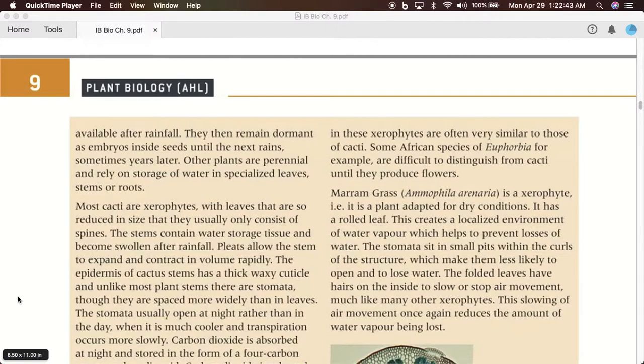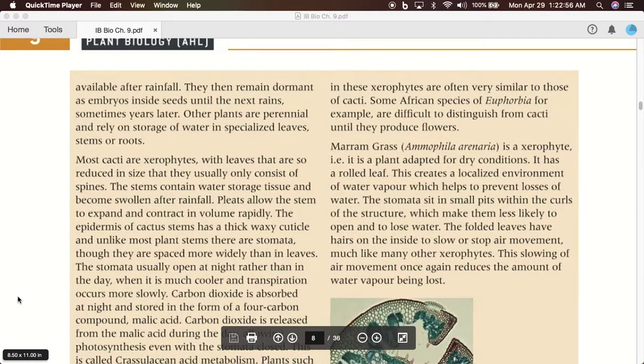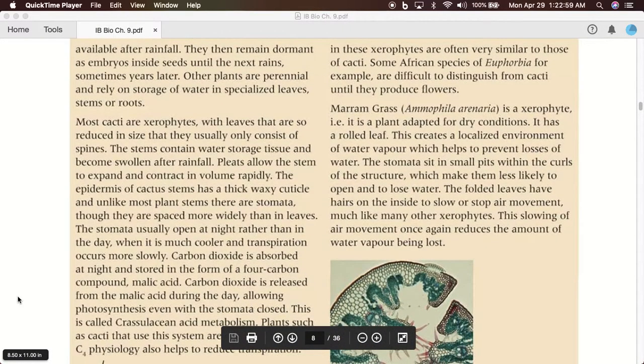So if you reduce your leaves into spines, then you have reduced the surface area to volume ratio of possibility for transpiration. So that's one of the adaptations. A couple of years ago, maybe in 2017, maybe 2018, I can't quite remember, one of the long questions for writing at the end of paper 2 was asking about the different adaptations that plants have for conserving water. So this box here would be really important for that.